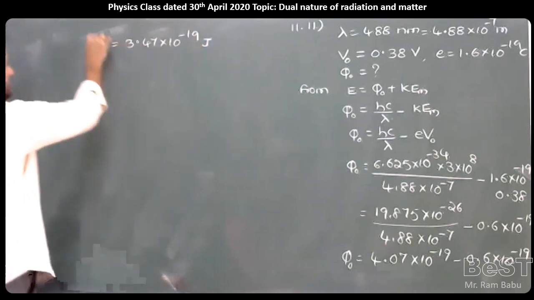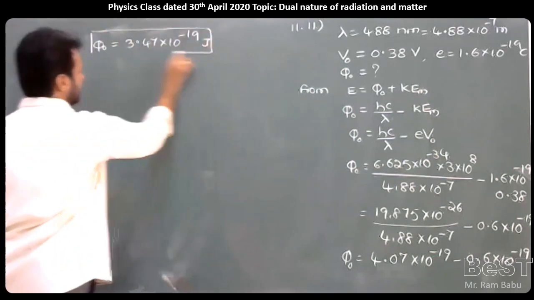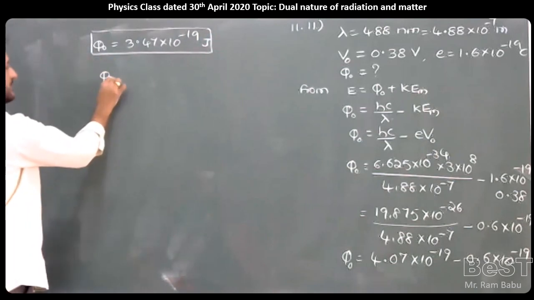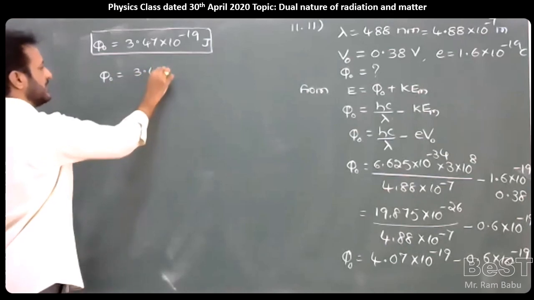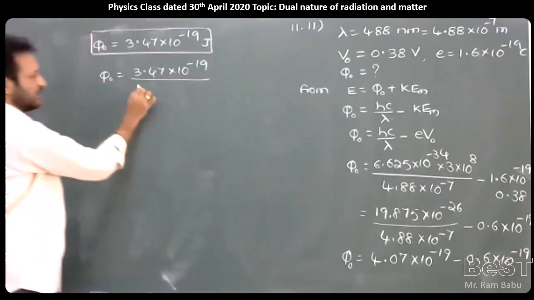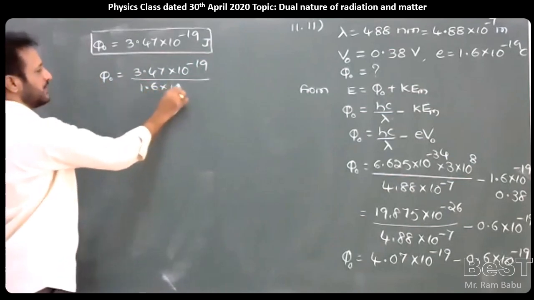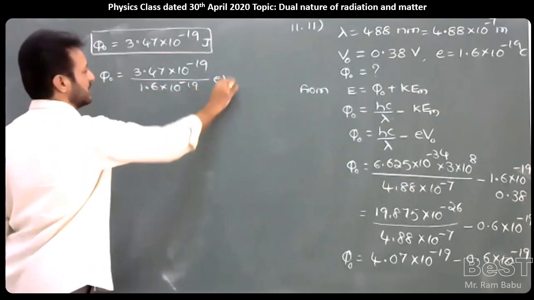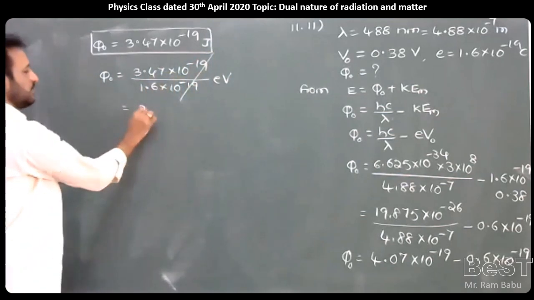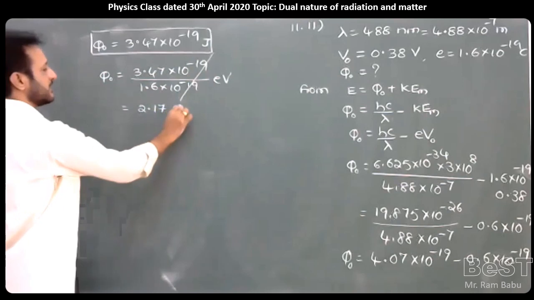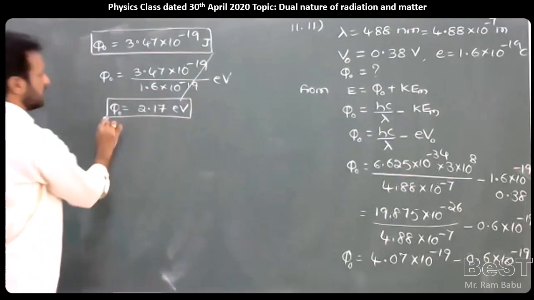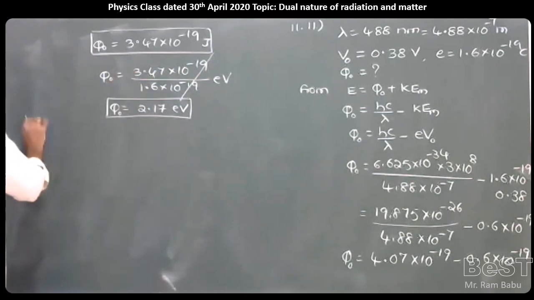In the SI system, this is the work function of the metal. If you want to convert to electron volt also, divide the value: 3.47 into 10 to the power of minus 19, and 1 joule is equal to 1.6 into 10 to the power of minus 19 electron volt. 10 to the power of minus 19 gets cancelled, giving 2.17 electron volt. So it is also correct. It is in electron volt and the above value in joule. So that is the work function of the metal.